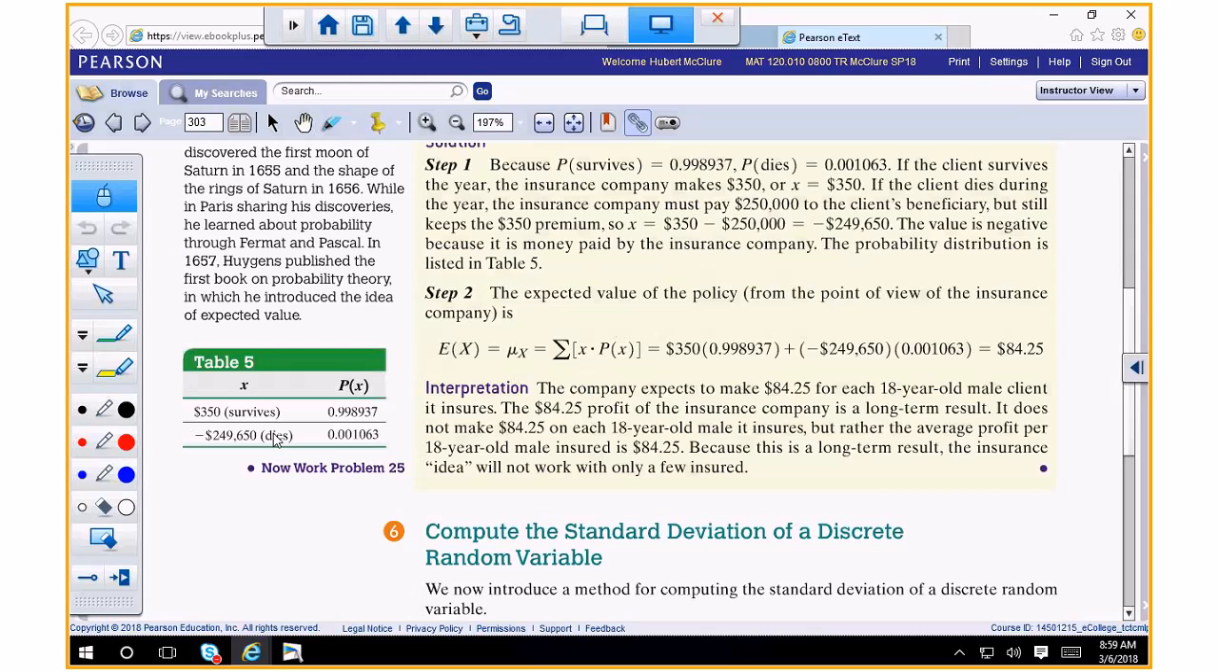So what is the probability of surviving? 0.99 and so on. Now find the mean. How do you find the mean? You multiply x times p of x, and you add it to x times p of x, and that's your mean. That's what they did right there, step 2.